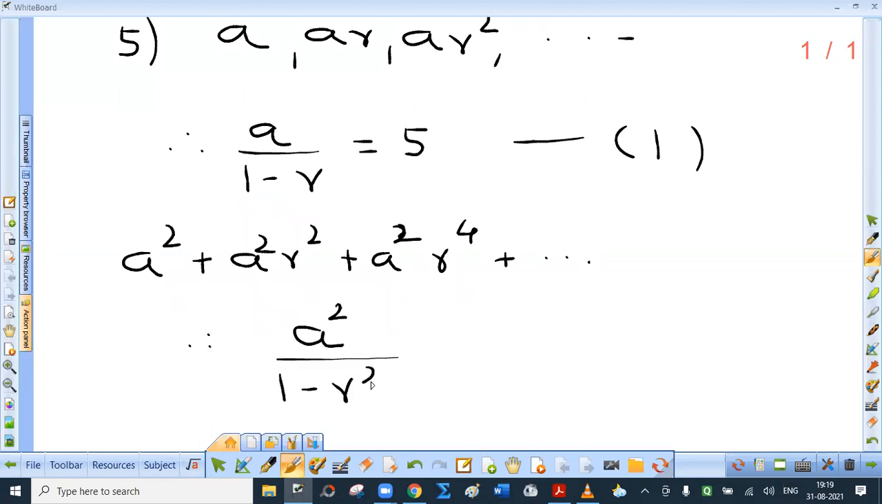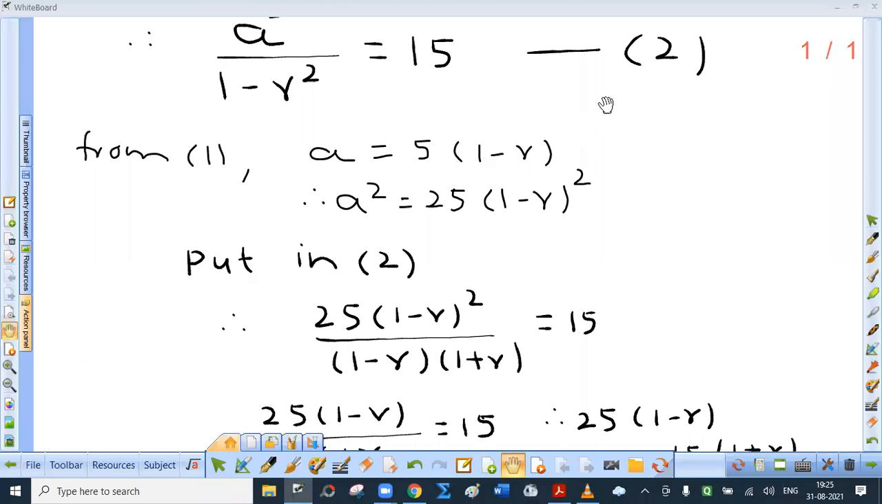Therefore, a square upon 1 minus r square, what is that sum? Not 45. 15, not 45, 15. Okay. So this is the second equation. I repeat, sum is 5 and sum of the squares is 15. Now how to solve these two equations? Two equations, two unknowns.